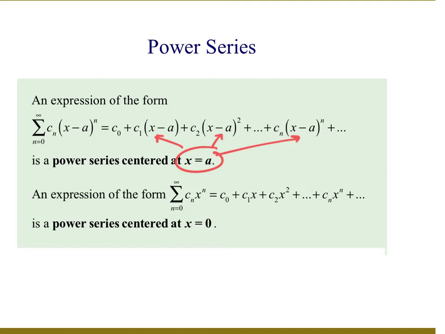If there's no expression there, like x minus a number, well then it's centered at 0, and the center of the interval of convergence will also be 0. So these are called power series.